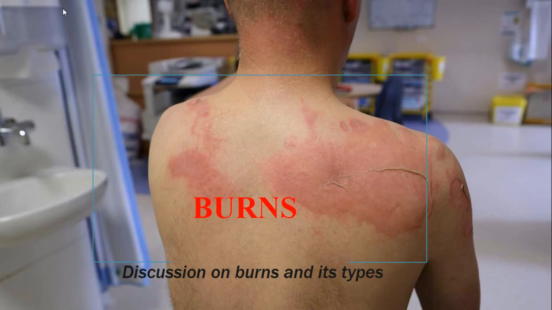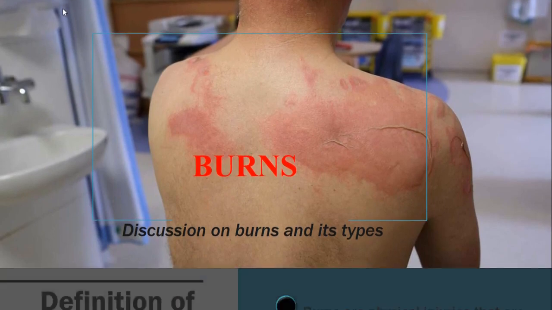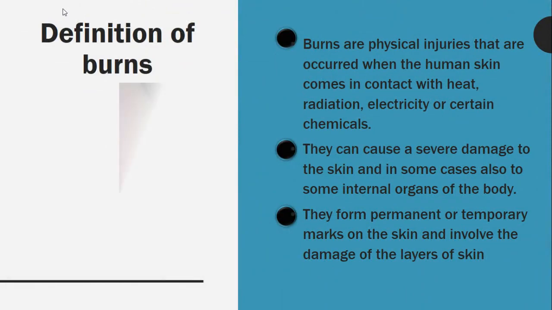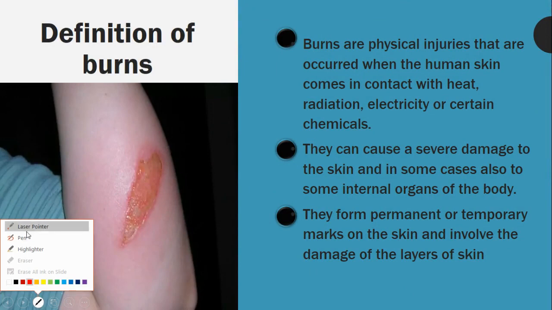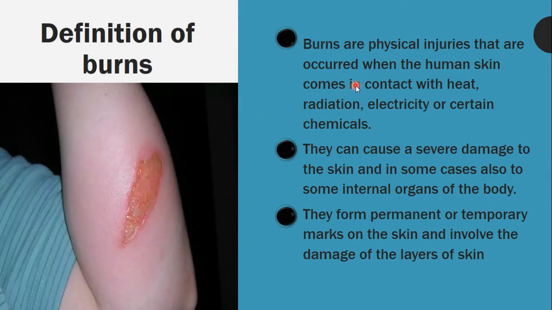Today we are going to talk about burns and its types. Burns are physical injuries that occur when the human skin comes in contact with heat, radiation, electricity, or other chemicals. It can be in a lab, it can be anywhere.